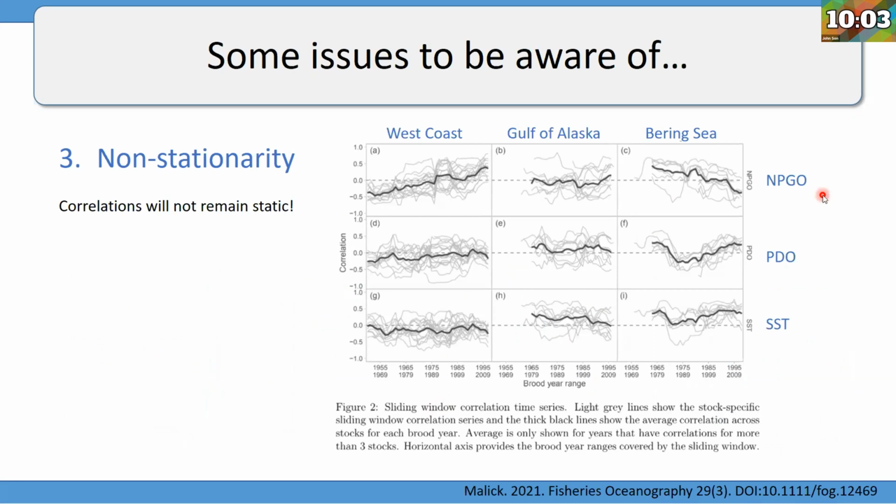And with climate change, it's going to be even more dynamic. Just as an example, this NPGO here on the top row, these are all for sockeye salmon. These plots are correlation between NPGO and sockeye salmon survival on the West Coast. In the 50s and 60s, you can see there was a negative correlation between the NPGO and survival. In the last decade or two, there's been a positive relationship between NPGO and West Coast sockeye salmon survival.